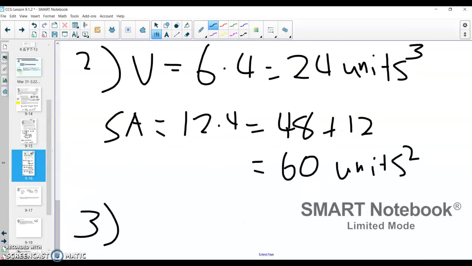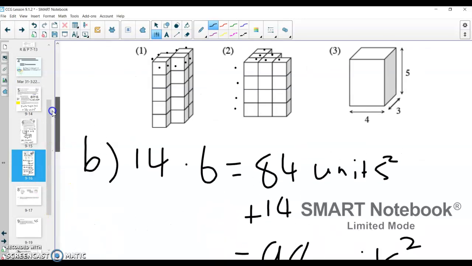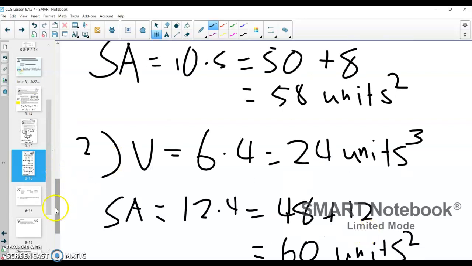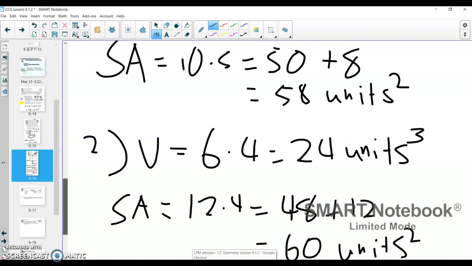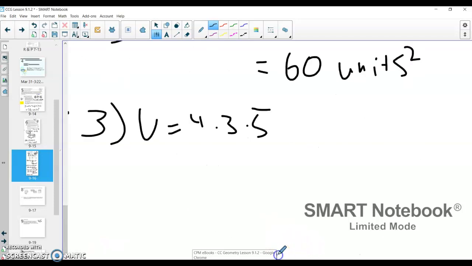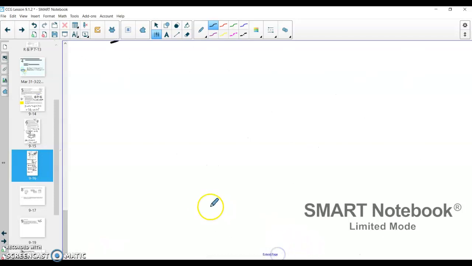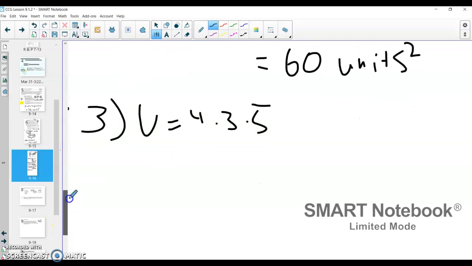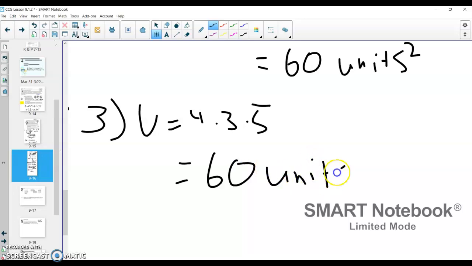And so volume here, you get 4 times 3 times 5. And that should give me, oh, I keep losing it here. 4 times 3 is 12. 12 times 5 is 60. So I get 60 units cubed as my volume.